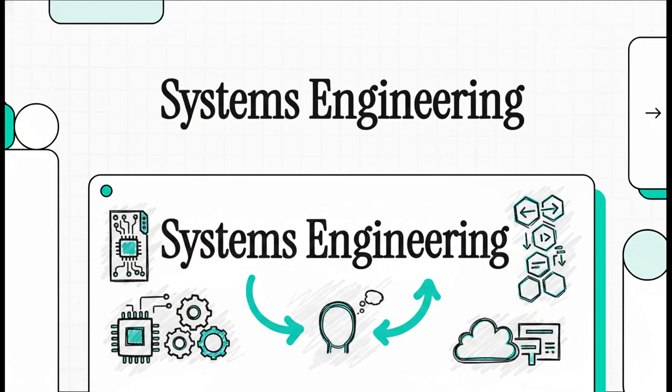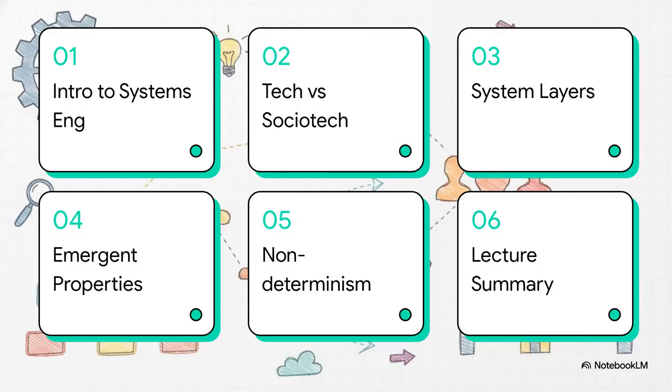So the overarching theme of today's lecture is that integrating hardware, software, and, crucially, human elements is absolutely essential for modern software engineering. Okay, let's dive right into this. Today, we're covering 1. Introduction to Systems Engineering. 2. Technical versus Sociotechnical Systems. 3. Sociotechnical System Layers. 4. Emergent Properties and Reliability. 5. Non-Determinism and Success Criteria. And finally, 6. A lecture summary and some crucial exam prep.